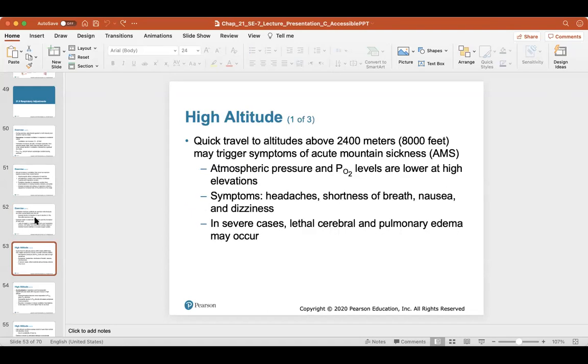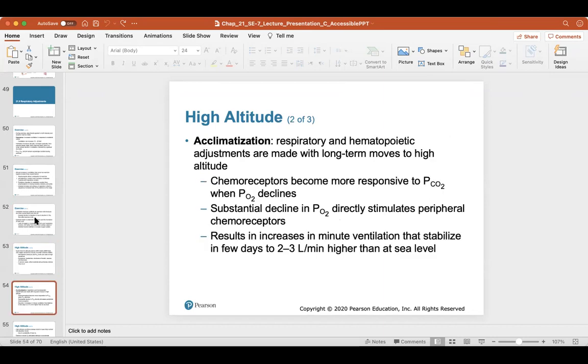High altitude: quick travel to altitudes above 8,000 feet may trigger symptoms of acute mountain sickness, where the atmospheric pressure and oxygen levels are lower at high elevations. So there can be headaches, shortness of breath, nausea, and dizziness. In some severe cases, it can be lethal, as cerebral and pulmonary edema may occur.